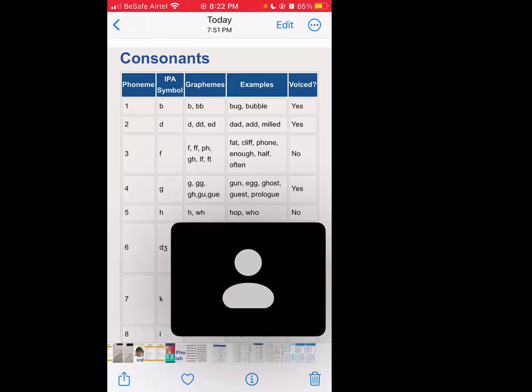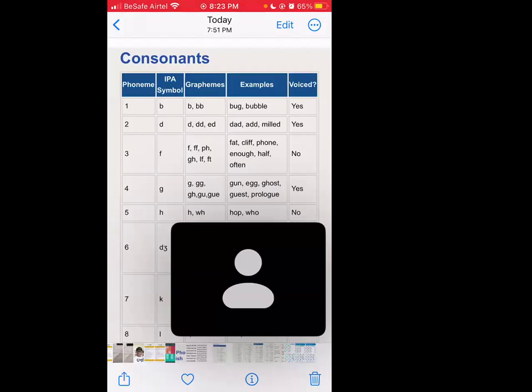voiced and voiceless. What I mean by voiced or voiceless sounds: please place your hand on your throat. Can you all hear me? Yes, ma'am. Okay, now try it. Place your hand on your throat. If there is vibration, it means that sound is voiced. Place your finger on your throat, and let's pronounce the sound B. Let's try it. Let's go.